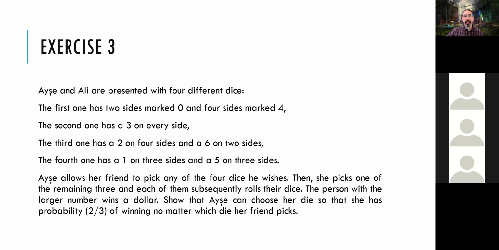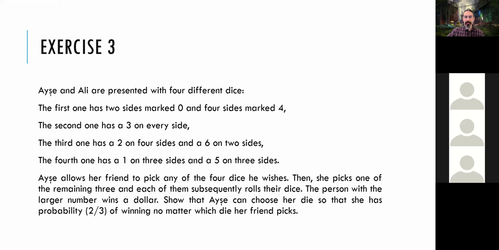The second one has 3 on every side. The third one has 2 on 4 sides and 6 on 2 sides. And the fourth one has a 1 on 3 sides and 5 on 3 sides. They're all different dice. So what happens? Ayşe allows her friend to pick any of the 4 dice he wishes. Then she picks one of the remaining 3, and each of them subsequently rolls their dice. The person with the larger number wins $1.